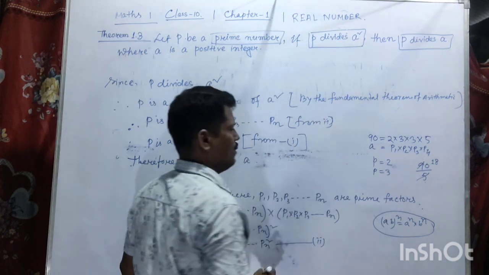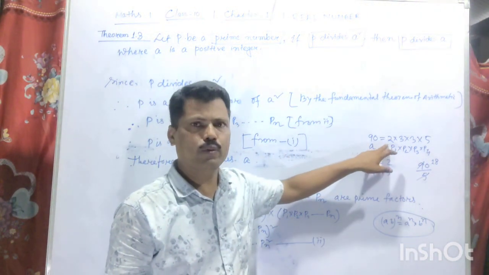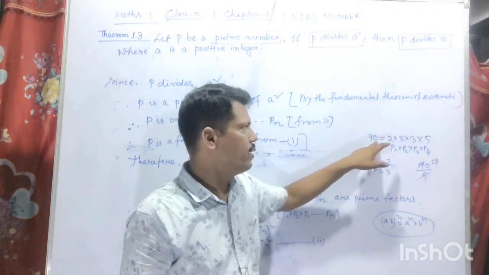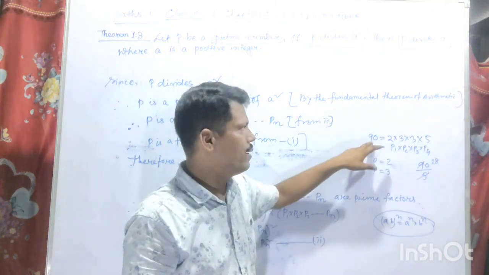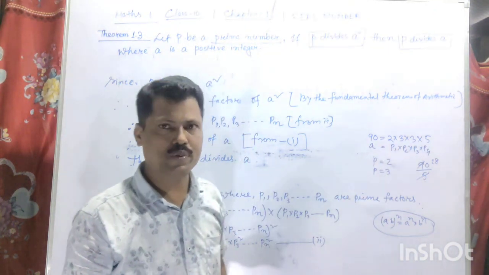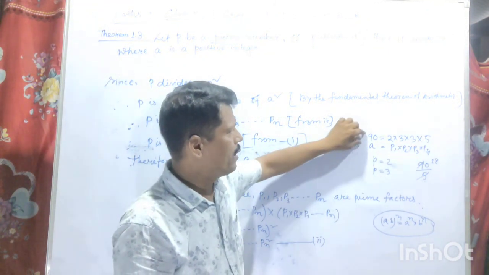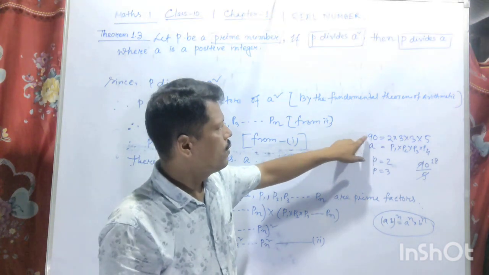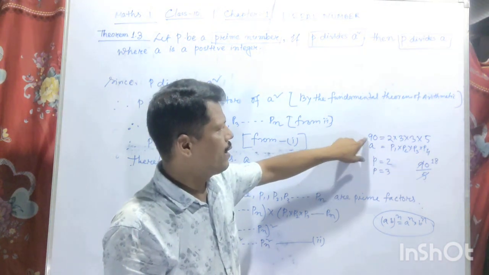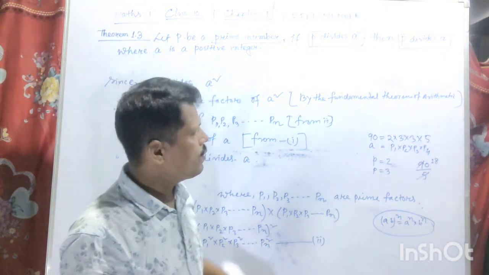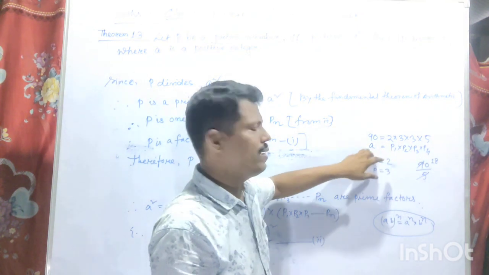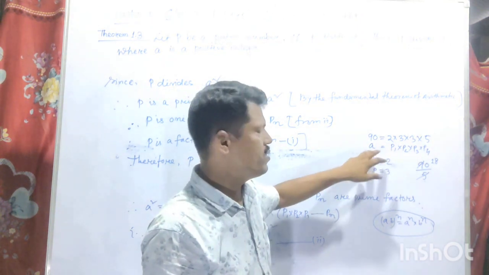That means 90 is completely divisible by 2, 90 is completely divisible by 3, and 90 is completely divisible by 5 also. Therefore we can write this: if a is 90, then p divides a.